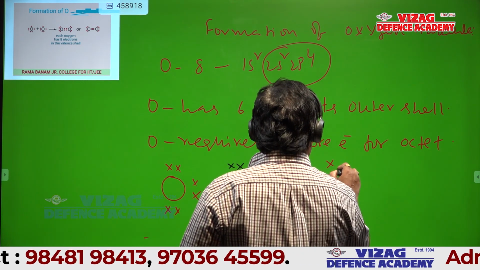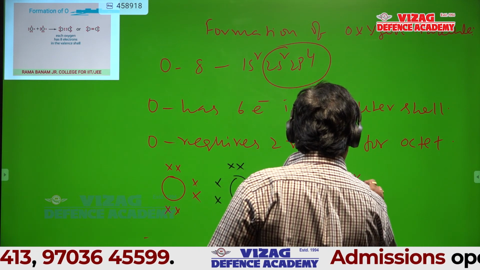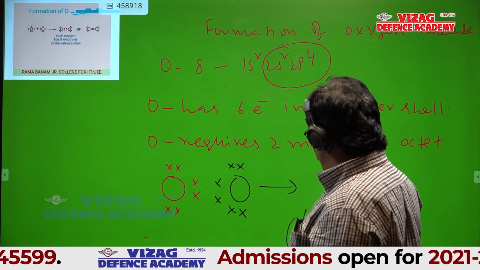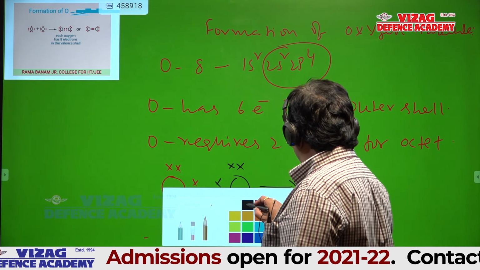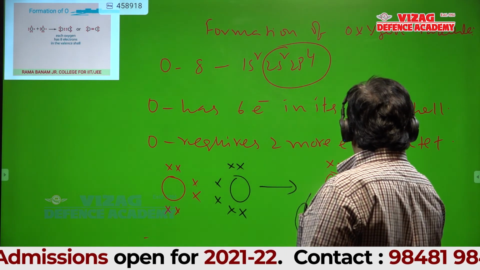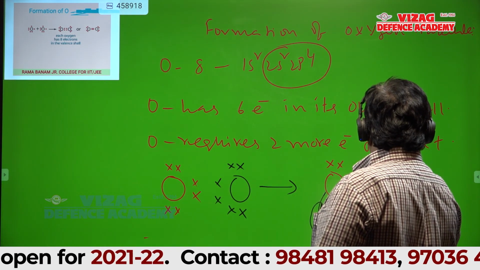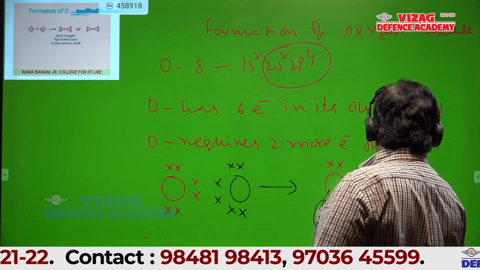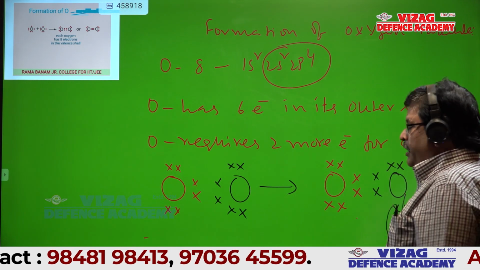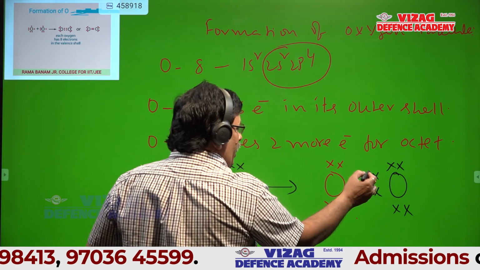Oxygen 1, 2, 2. This is the electrons contributed by the first oxygen atom. This is the electrons contributed by the second oxygen atom. Here 2 electron pairs are involved.